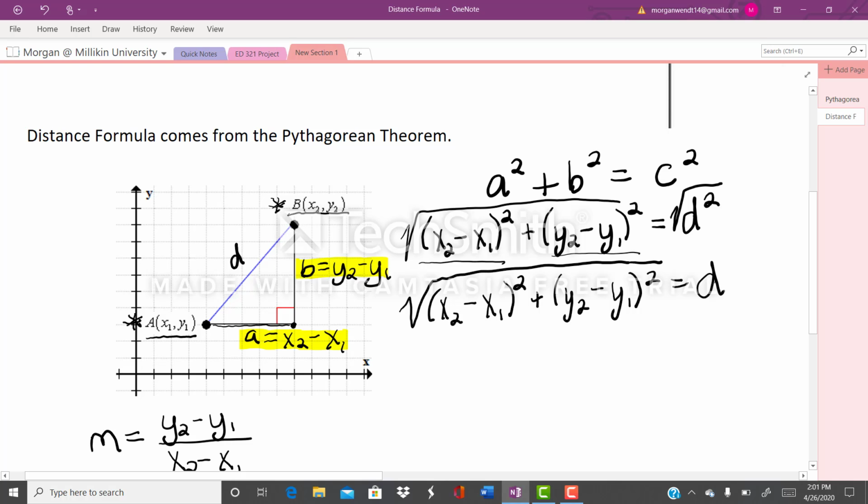Okay, so in conclusion, what we just showed here is that by starting at this Pythagorean theorem idea, we can get to the distance formula.